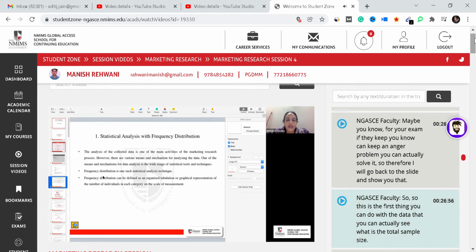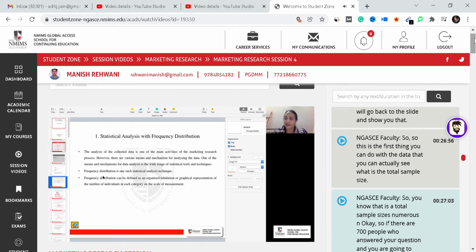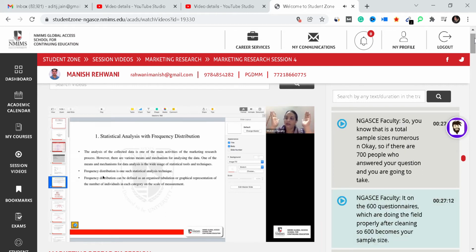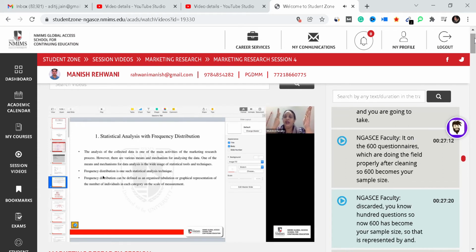So this is the first thing you can do with the data, that you can actually see what the total sample size is. The total sample size is known as N. If there are 700 people who answered your questionnaire and you take around 600 questionnaires which are duly filled, appropriate, after cleaning, then 600 becomes your sample size. So you discarded 100 questionnaires. Now 600 has become your sample size, and that is represented by N.